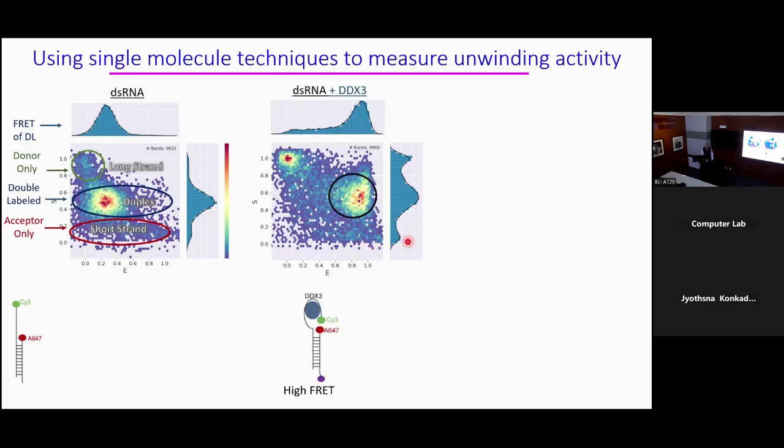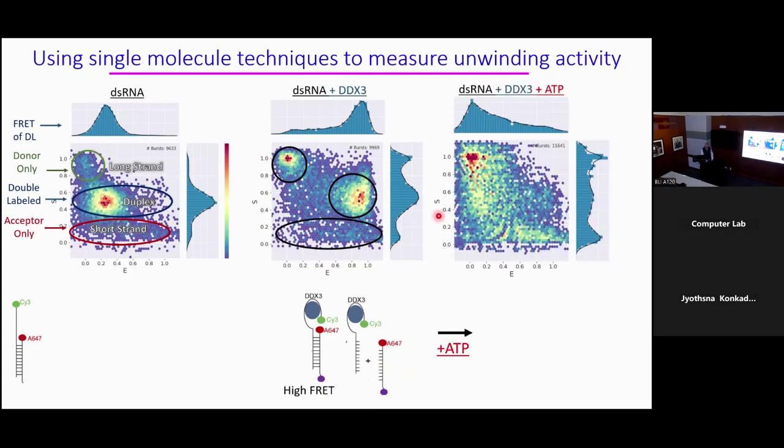And there's also a little bit of ATP-independent helicase activity, one cycle of ATP helicase activity, which we expect from that enzymatic cycle that I showed you before. So there's some strand separation. You get more donor here and more acceptor only here than we had before the protein was added. And then if we add ATP, the FRET intensity of the doubly labeled goes down, and also the amount of donor and the amount of acceptor goes way up.